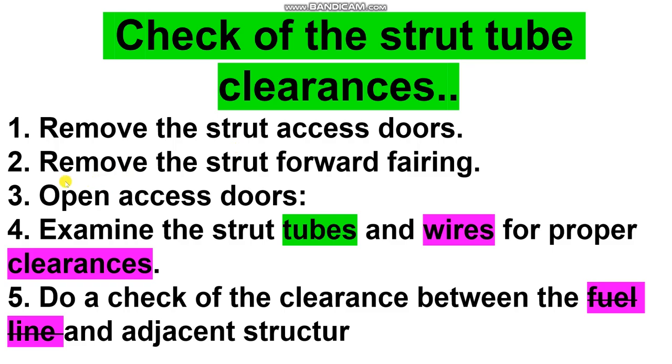After you go to the preparations and access panels, access doors, you can go to the tubes and wires here. So, examine the strut tube and wires for proper check. What about the clearances dimensions here? How many inch or how many decimal of inch? You will find them in the task in your aircraft chapter 20. This is specific according to your aircraft maintenance manual chapter 20.